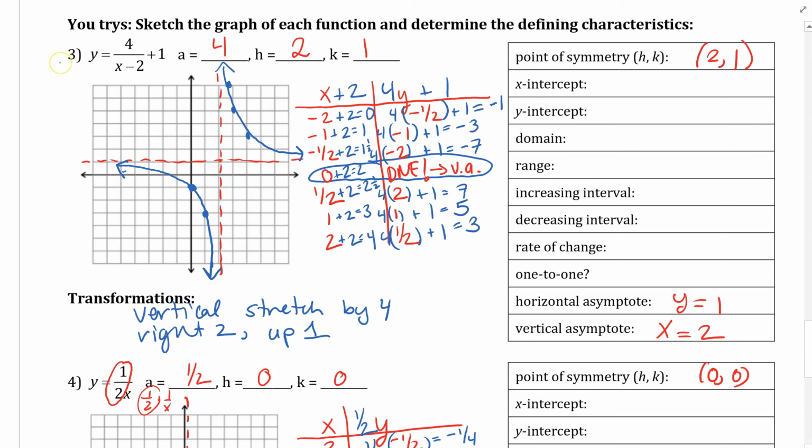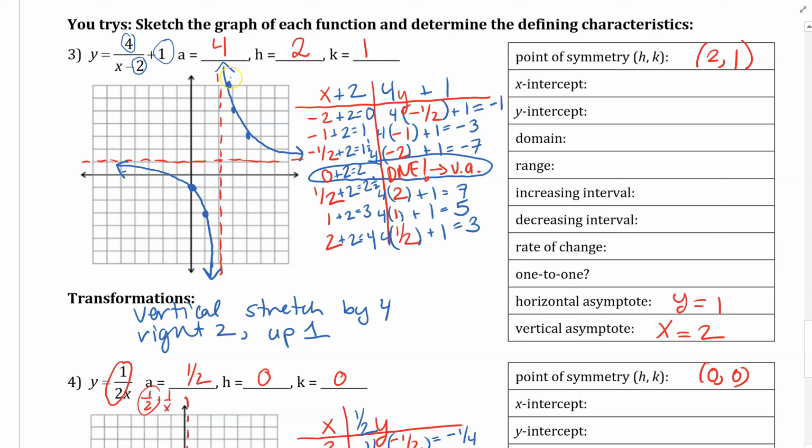Okay, let's check and see how you did. Hopefully for this third one, you found that A was 4 from right here, H was 2 from right there, and K was 1 from right here. So the H is 2 tells us the vertical asymptote will be 2. K is 1 tells us the horizontal asymptote will be 1. And the point HK is where the asymptotes cross. So I've got x equals 2 here and y equals 1 there.